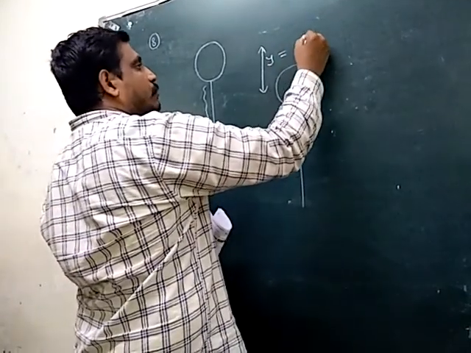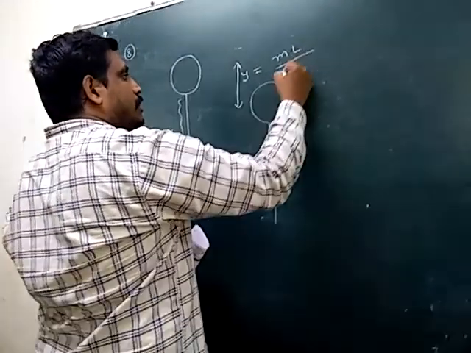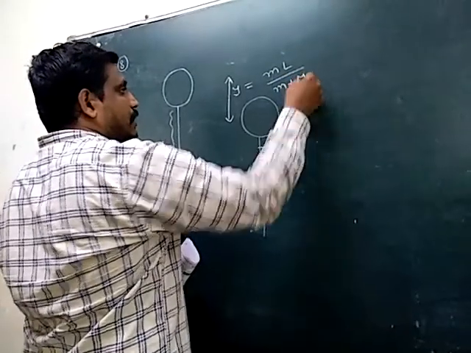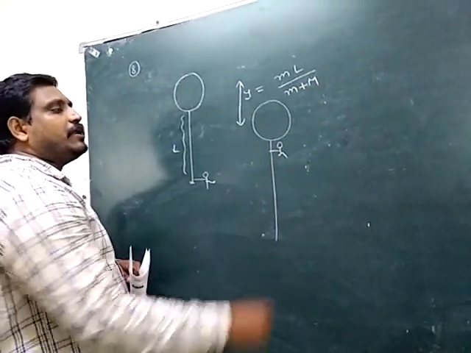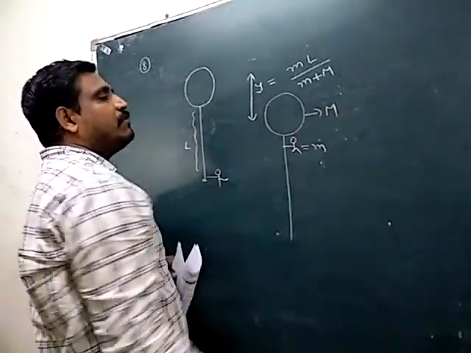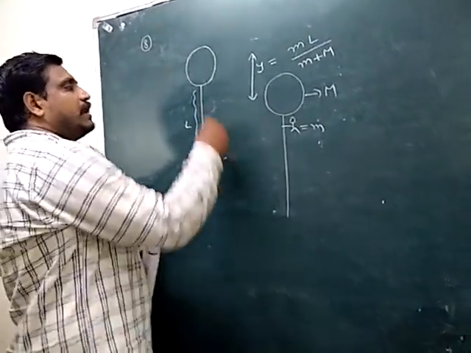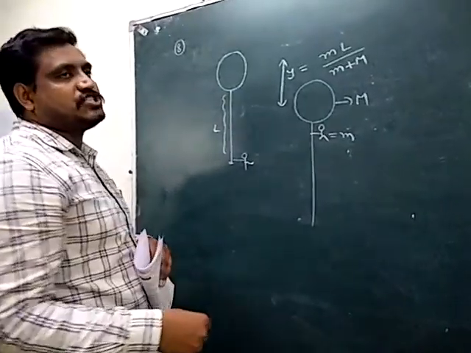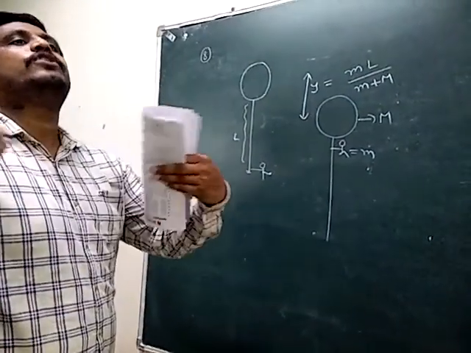Directly I give the formula: y equals small m L by small m plus capital M. Here small m indicates the mass of the monkey, capital M indicates the mass of the balloon, and L is nothing but the length of the string, or the distance moved by the monkey.